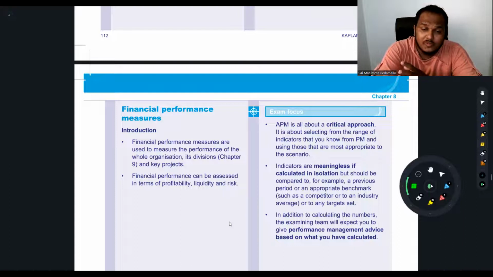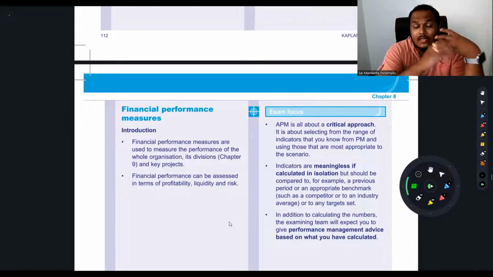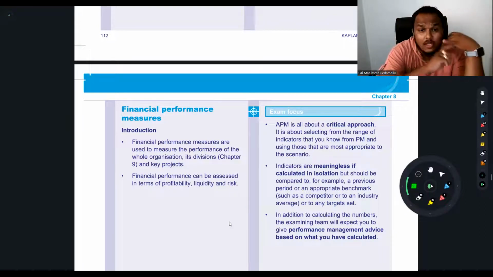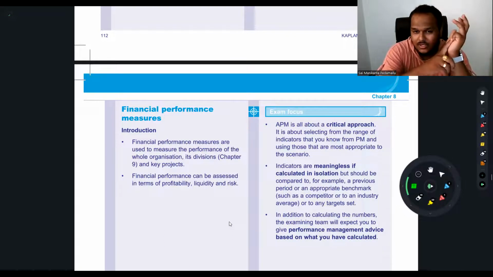Actually, all the ratios, to be very honest. So the most critical thing that you need to talk about ratio analysis or financial performance measures is they're all historic information. They do not represent the future expectations of the company. That is the first point.